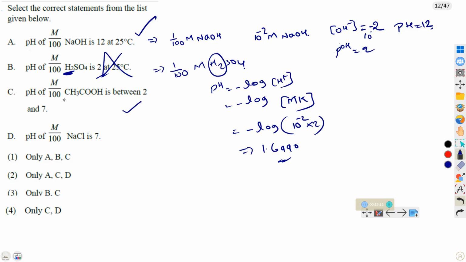Third statement, pH of M by 100 CH3COOH is between 2 to 7. Yes, this is correct, between 2 to 7. Why between 2 to 7? Because CH3COOH is a weak acid, not 100% ionizable.